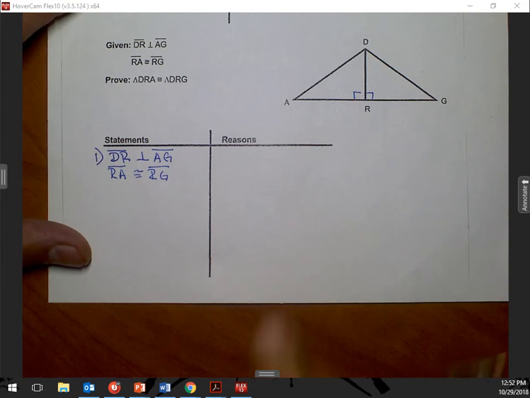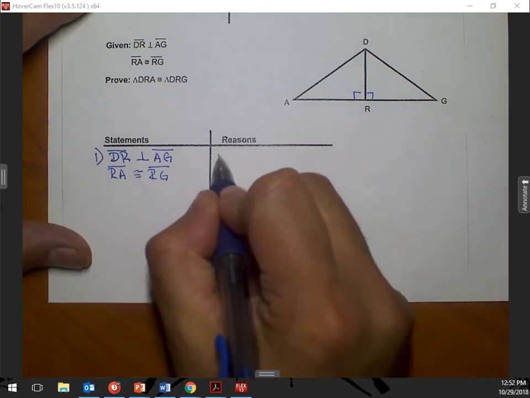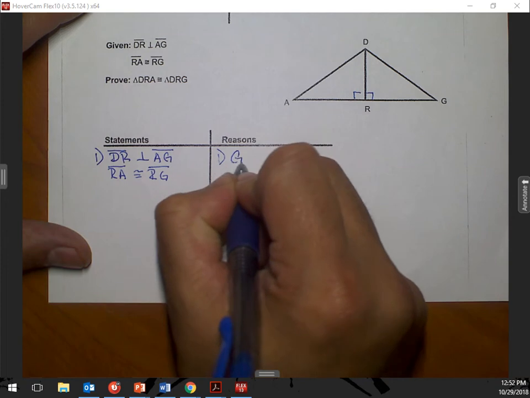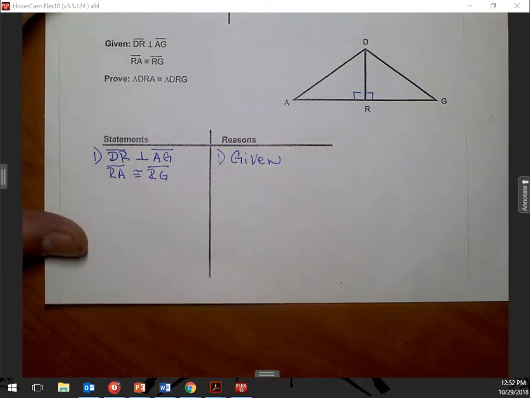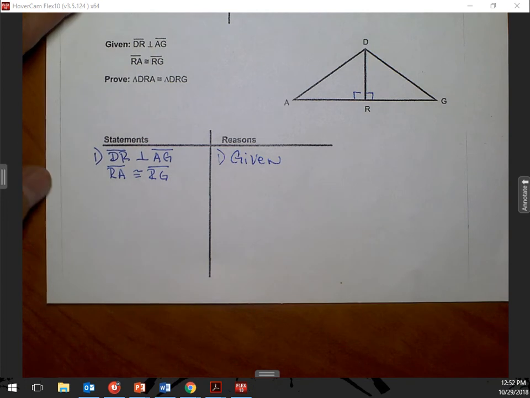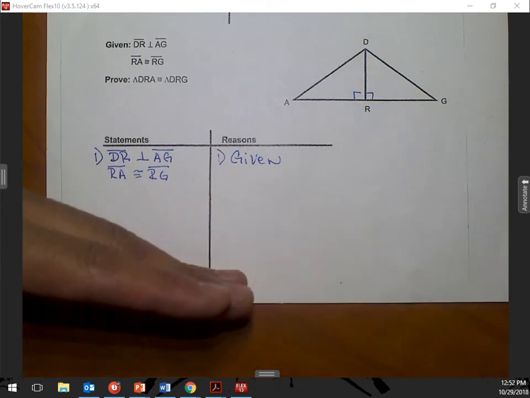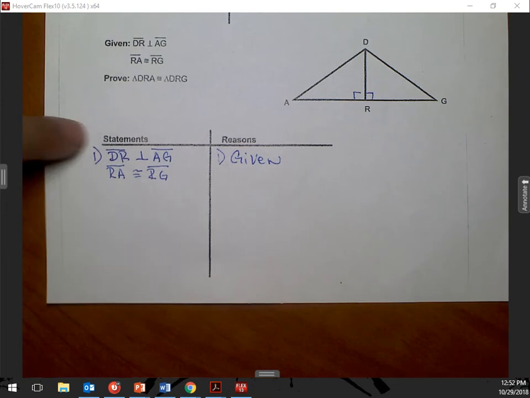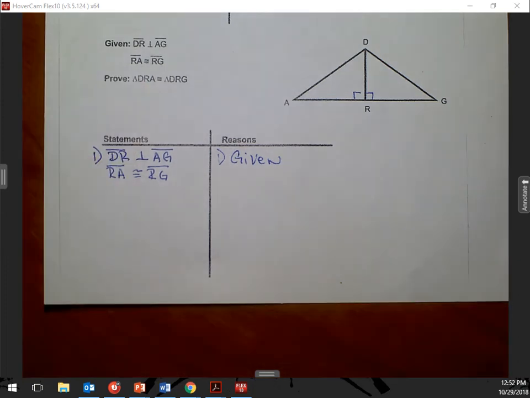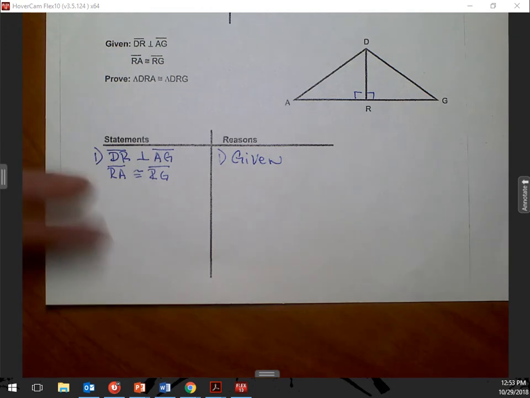Okay. So what is the reason I'm going to write over here for number 1? Given. Are we going to be given for my first step? Yes. 99% of the time it is given, unless it's partially filled out for you already. And sometimes when it's partially filled out, they'll give you given second. It's weird. They'll state some other stuff, but then they'll give you given second.